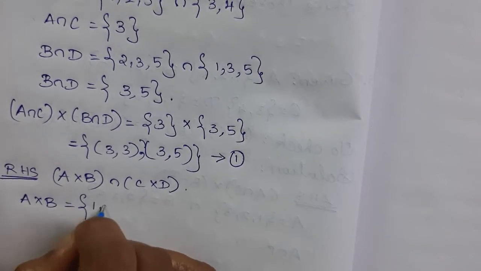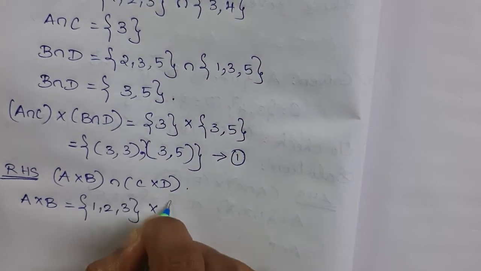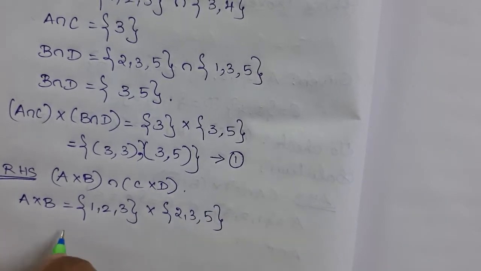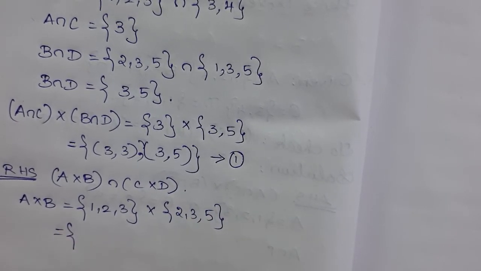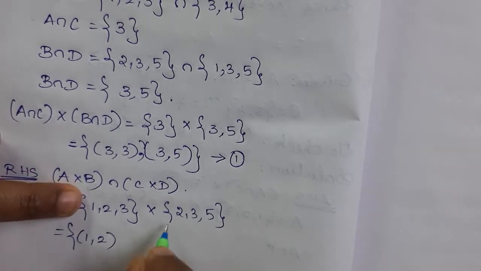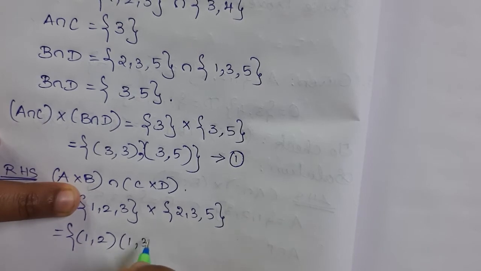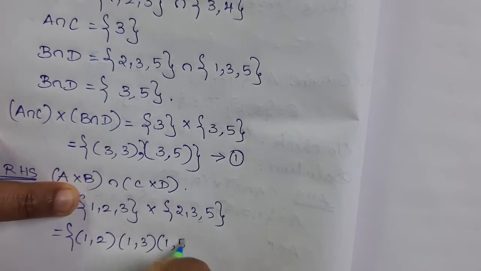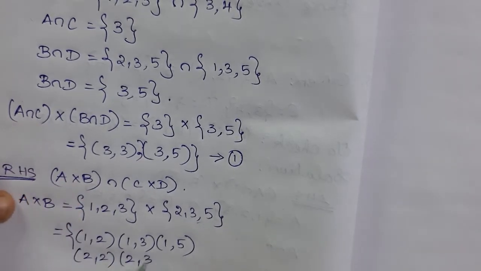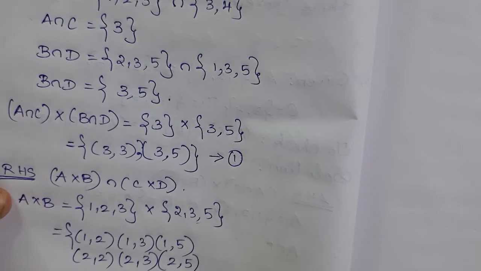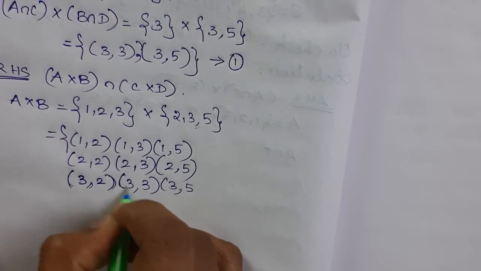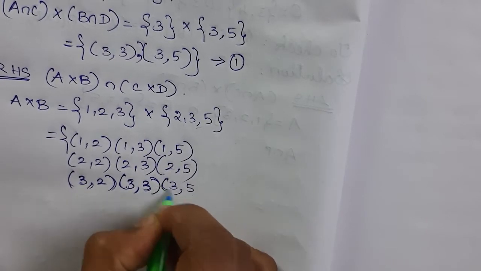So what are the elements of A? 1, 2 and 3. Cross product of B is 2, 3 and 5. Now let's write the cross product. Cross product is writing the elements in ordered pairs. (1, 2). Then (1, 3). (1, 5). The next is (2, 2), (2, 3), (2, 5). And then (3, 2), (3, 3), (3, 5).